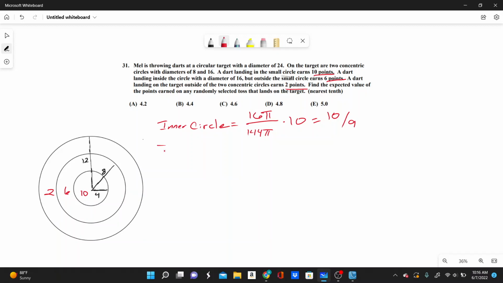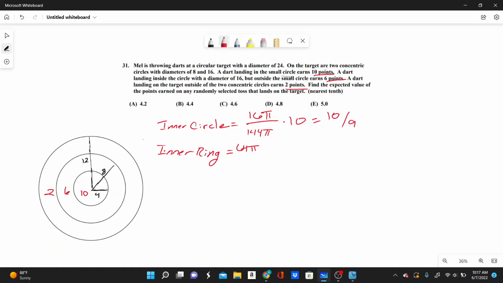All right, now for the inner ring, the medium portion where you get 6 points. How do we find the area of the inner ring? Well, we can pretend that this inner circle isn't there. Then the area would be just the area of a circle with radius of 8, which would be 64 pi. Of course, the inner circle is there, so to find the area of the ring, we can just subtract out the area of that circle.